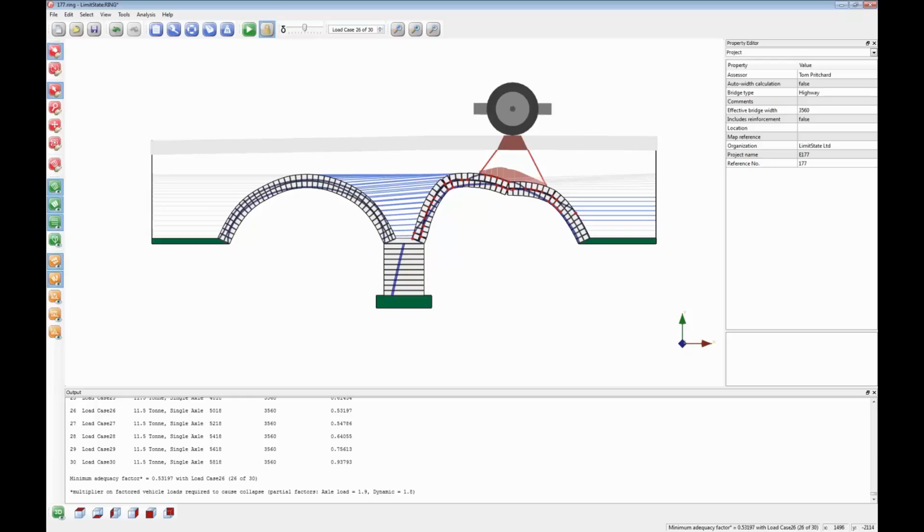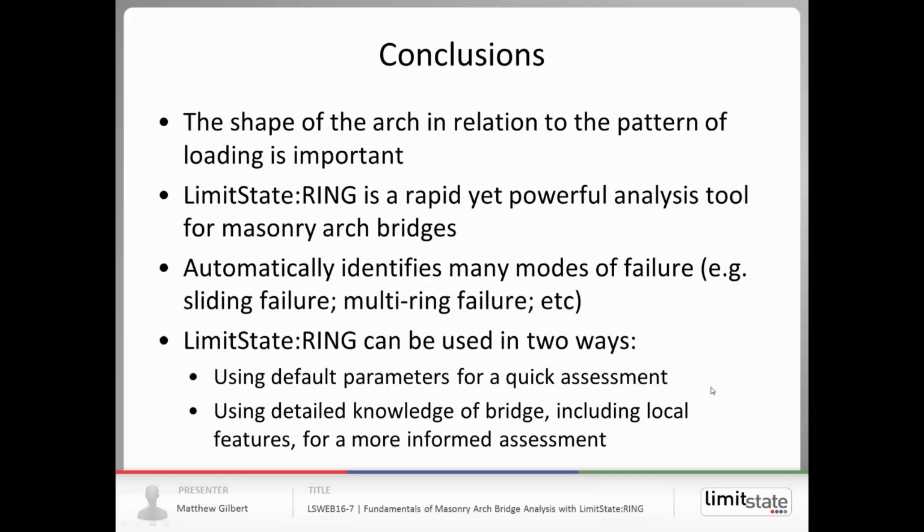Okay, so then just returning finally to the presentation, wrap up. So conclusions: shape of the arch in relation to pattern of loading is very important in masonry arch bridge analysis. So you need to bear that in mind when measuring the geometry of your structure, and also working out what the foreseeable loads applied to that structure are likely to be.